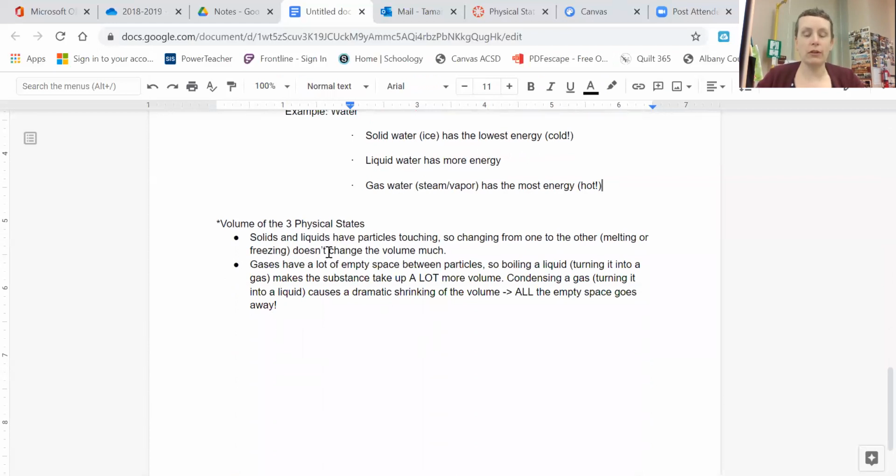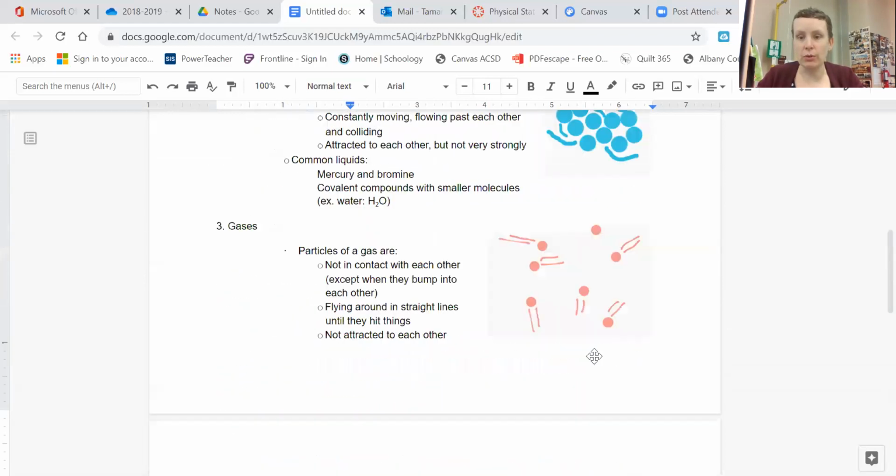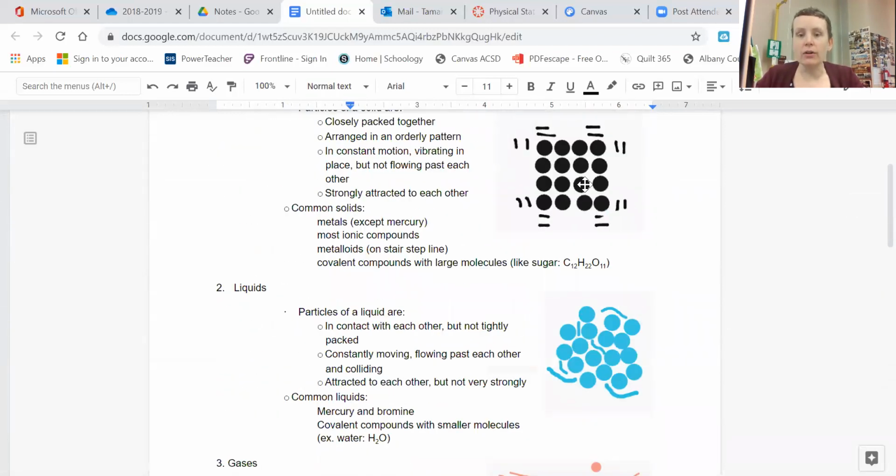Okay, volume of the three physical states. First of all, solids and liquids, okay? I'm going to scroll back up to their picture here in a second, but solids and liquids have their particles touching. So if I change from one to the other, like melting or freezing, it doesn't change the volume very much. So I'm going to scroll up and show you what I mean by that, okay? The particles should be touching if this were a really perfect particle diagram, and here they're touching. Practically most of them are touching, okay?